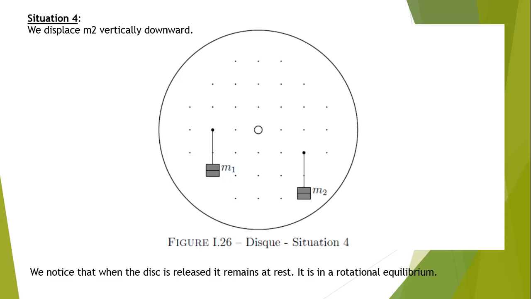Situation 4. If we displace M2 vertically downward with respect to its initial position. So that is the initial position of M2. Now we displace M2 vertically downward from this position to this position. And if we release the disk, we show that it remains at rest. And also in this case, similar to situation 1, the disk is in rotational equilibrium, or the disk does not rotate.